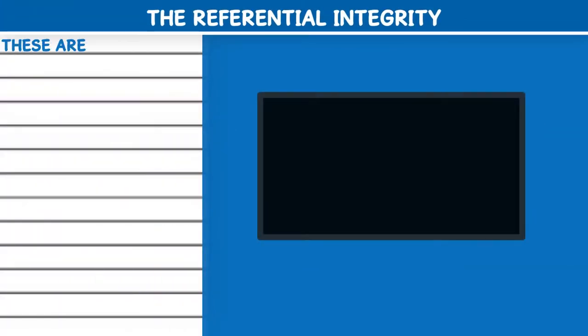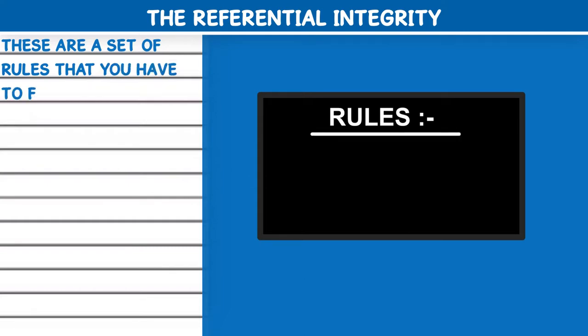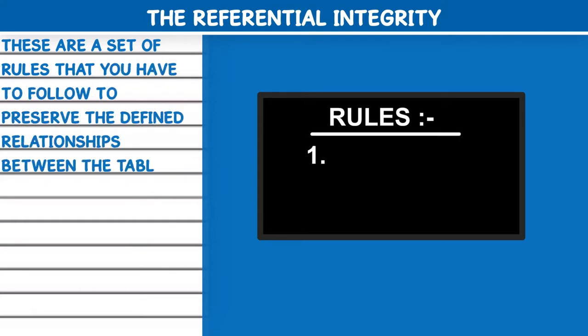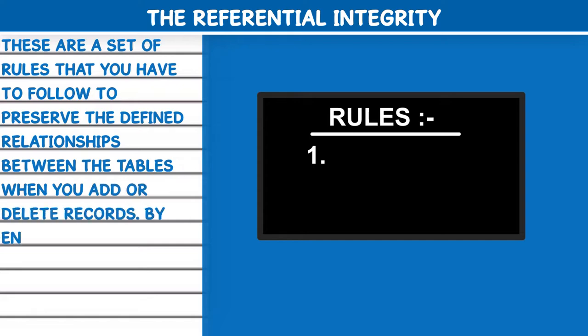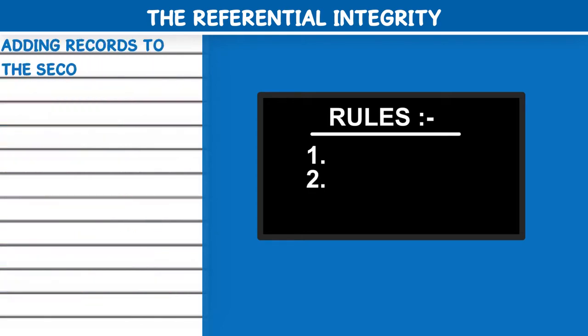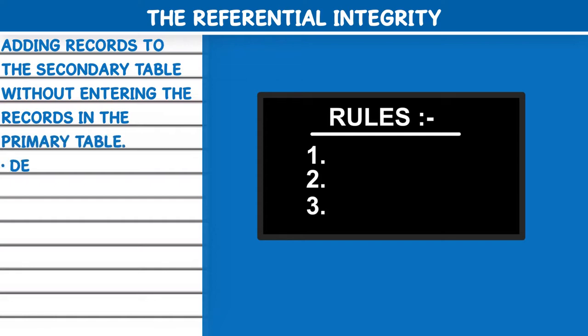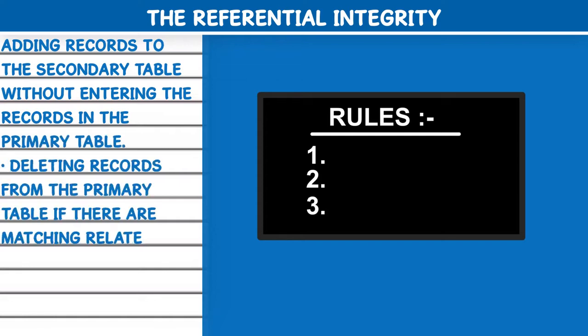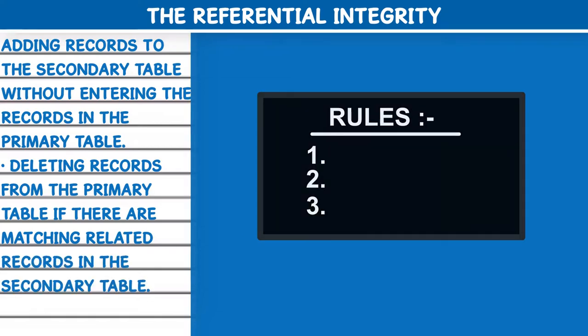Referential integrity. These are a set of rules that you have to follow to preserve the defined relationships between the tables when you add or delete records. By enforcing referential integrity, Access prevents and checks the following: adding records to the secondary table without entering the records in the primary table, and deleting records from the primary table if there are matching related records in the secondary table.